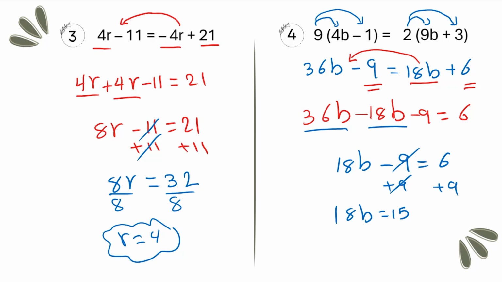Now, how can we cancel this? Divide 18 by 18 on both sides. Then the answer will be b equals 15 over 18. Don't forget to put your answer in the simplest form. Both up and down are divisible by 3. Then 15 divided by 3 will be 5, and 18 divided by 3 will be 6. Then b will be 5 over 6.